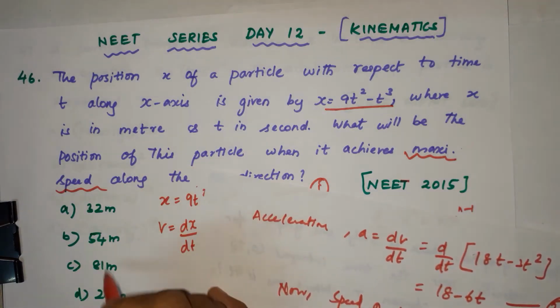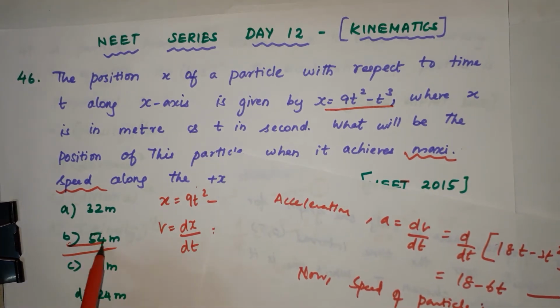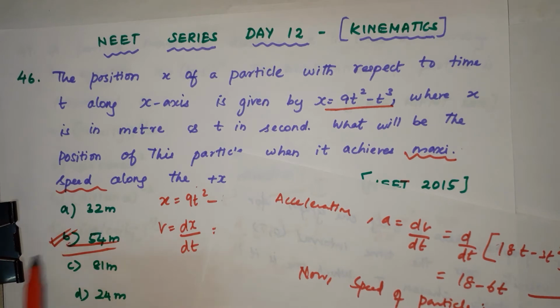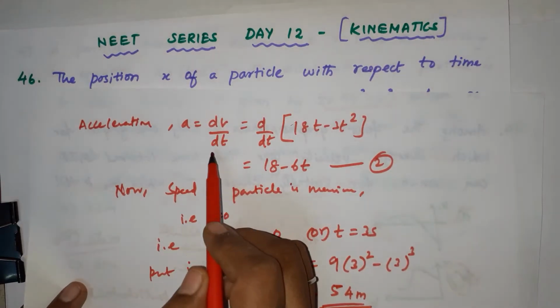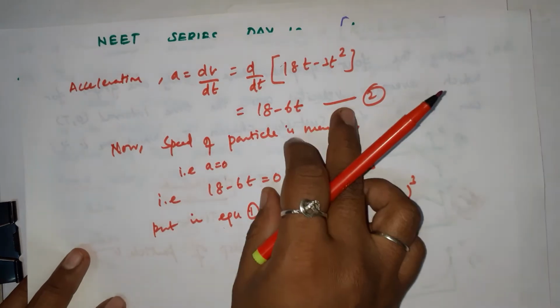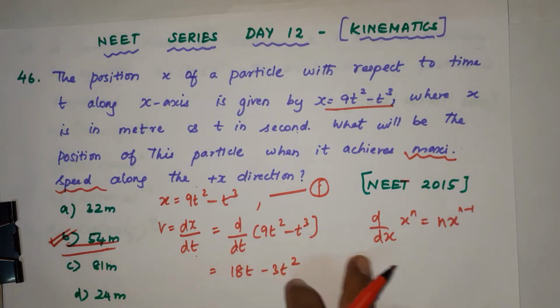Please check the answer. Option B, 54 meters, is the correct answer. Please check it. From the x value, we substitute into v equals dx by dt, the first formula. The second is acceleration equals dv by dt. Substituting from that, finally we can find the distance.